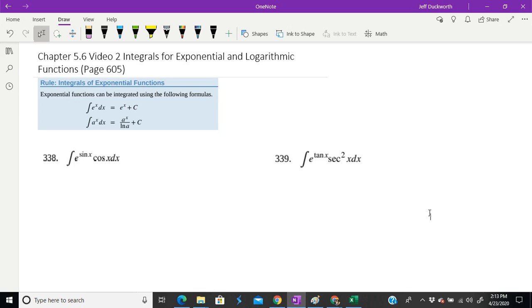We're going to need to do a substitution here. We've got a product of two different functions. One function is e to the sine of x, and the other is cosine of x. The substitution should be obvious, but let's talk through it anyway.